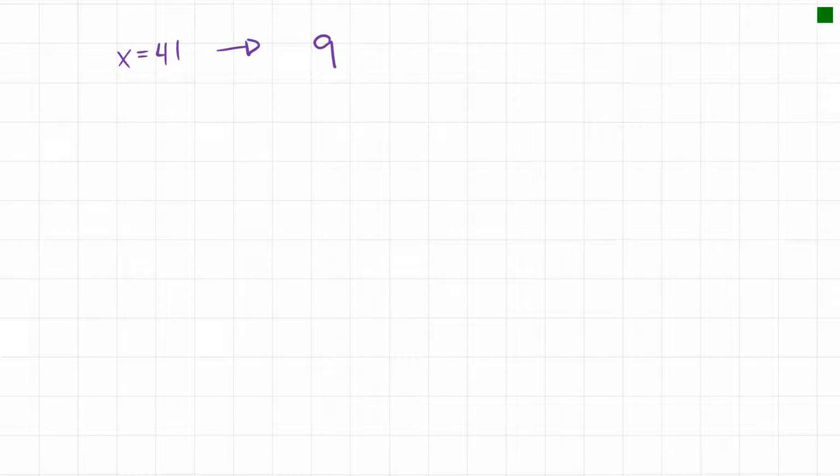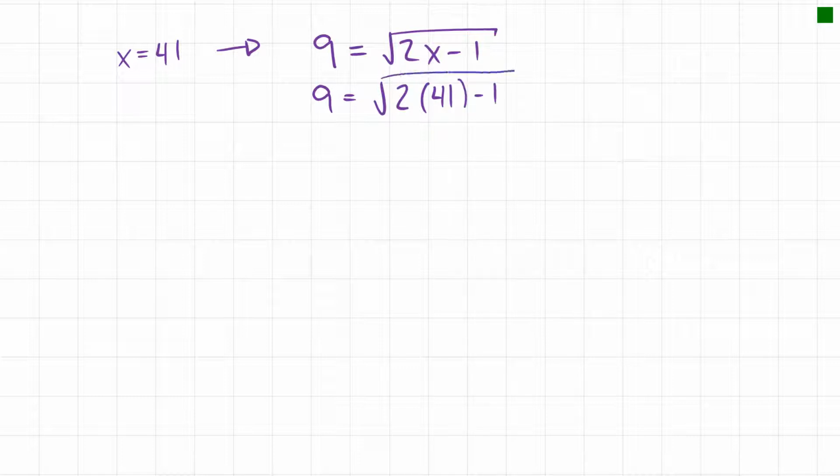So we have to check in that original equation that we just solved, which was that the y value is 9 and that we didn't know what x was. So 9 is equal to the square root of 2x minus 1. We need to check if x equals 41 is in fact a solution. So we're just going to go ahead and plug it in there. So 2 times 41 minus 1.